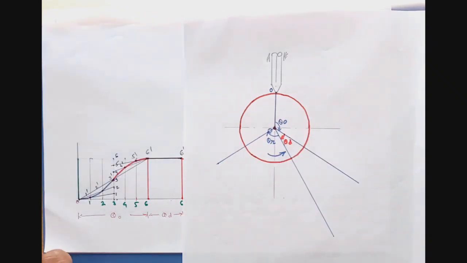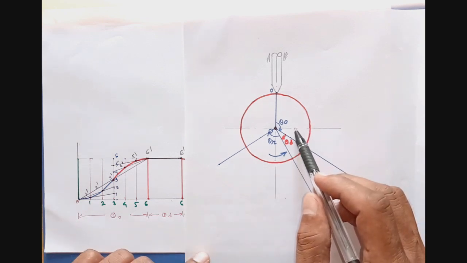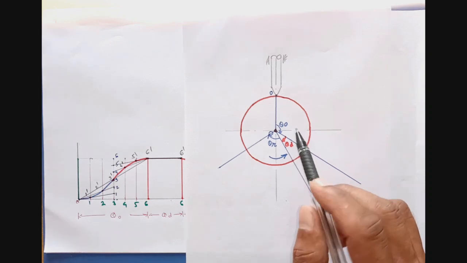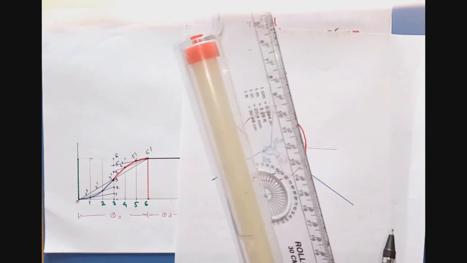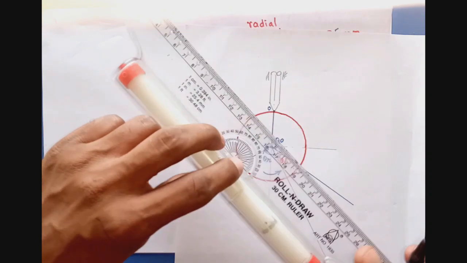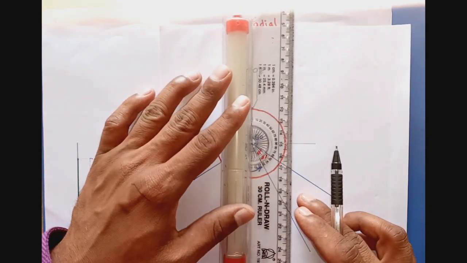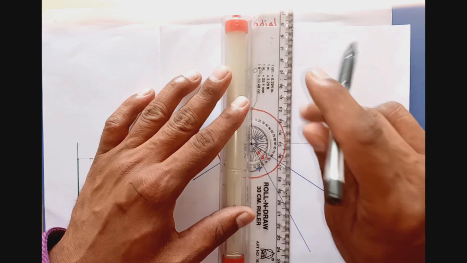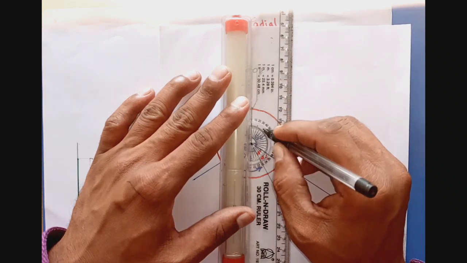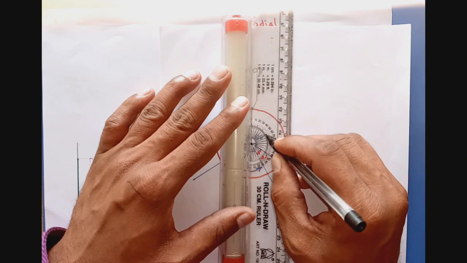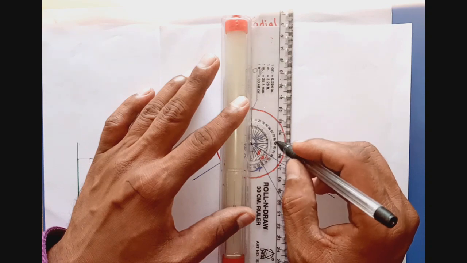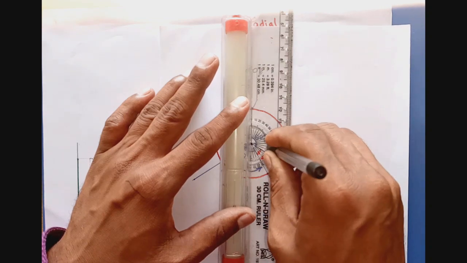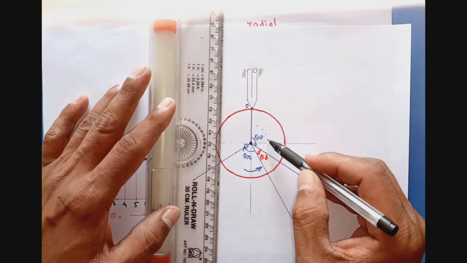Okay. Now we have divided the outstroke angle in the displacement diagram into 6 equal parts. So here we will divide the outstroke angle into the same number of parts, that is 6 equal parts. So 120 divided by 6 is 20 degrees each division. So 20, 40, 60, 80, 100 and 120. So 1, 2, 3, 4, 5 and 6.